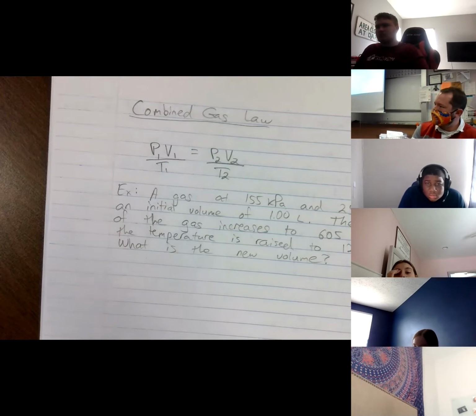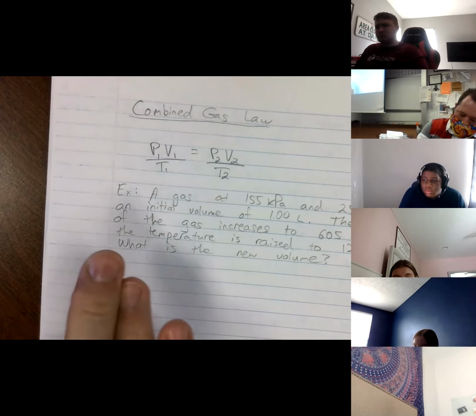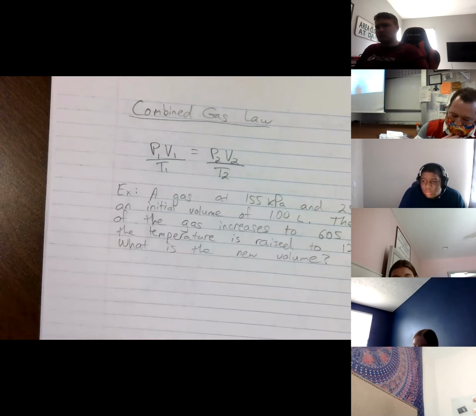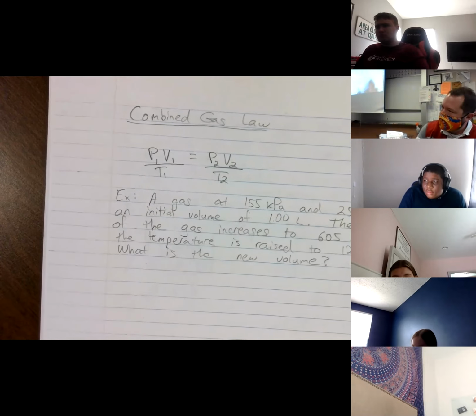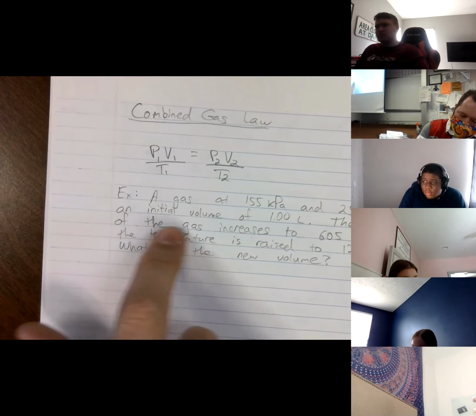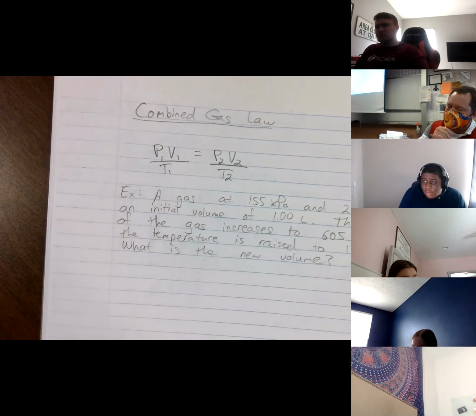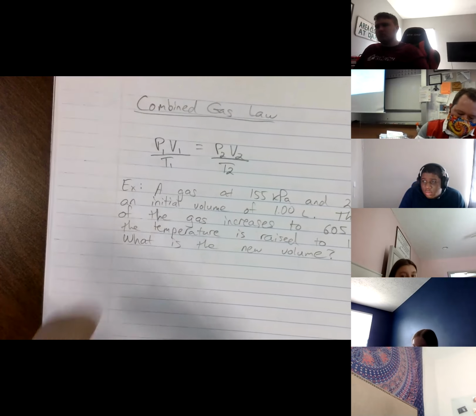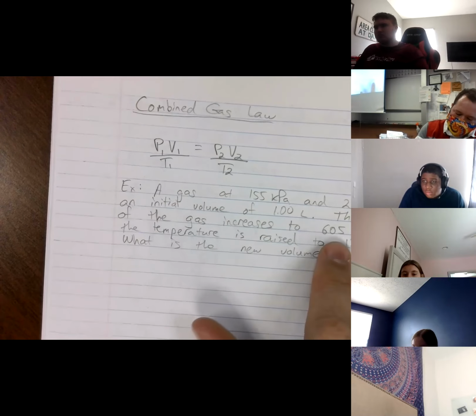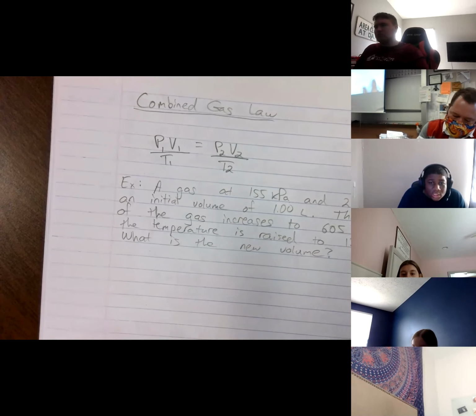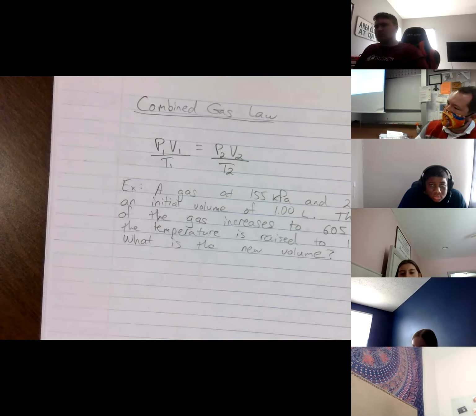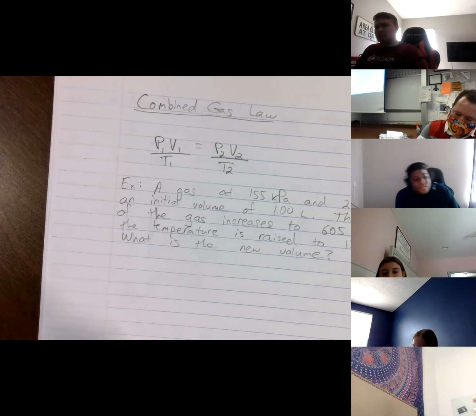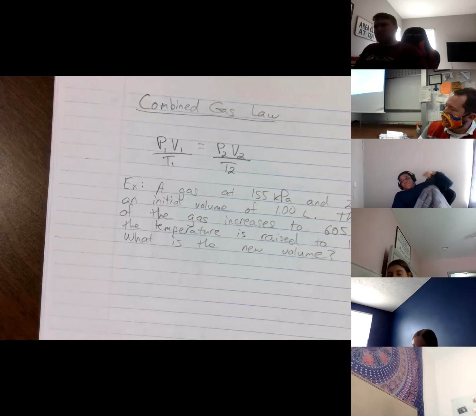All right, so example of the combined gas law. Yeah, it's a bit of a doozy, but a little practice makes perfect with it. A gas at 155 kilopascals and 25 degrees Celsius has an initial volume of 1.00 liters. The pressure of the gas increases to 605 kilopascals as the temperature is raised to 125 degrees Celsius. What is the new volume?